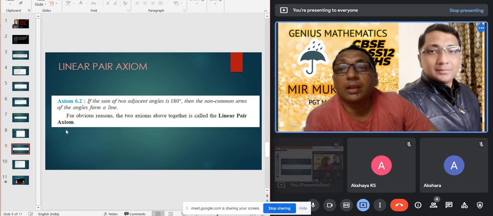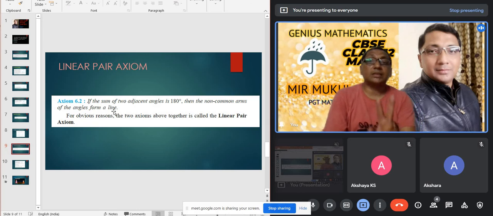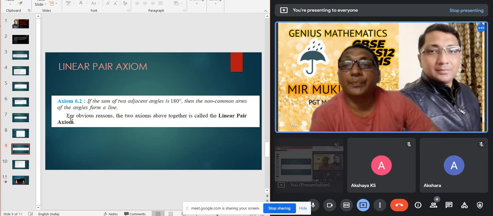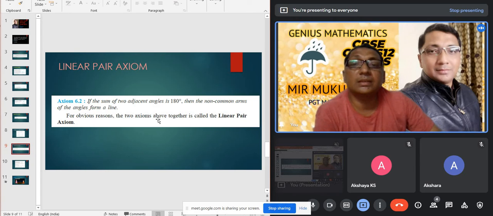Now, the linear pair axiom, here axiom 6.2, one more axiom we are getting. If the sum of two adjacent angles is 180 degrees, then the non-common arms of the angles form a line, right? That means axiom 6.1 and 6.2 both together are called the linear pair axiom. So for obvious reason, the two axioms together are called the linear pair axiom.